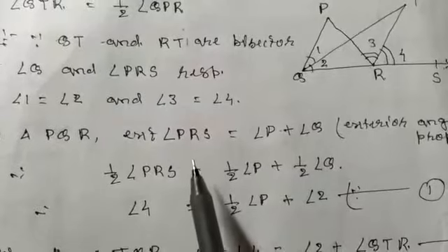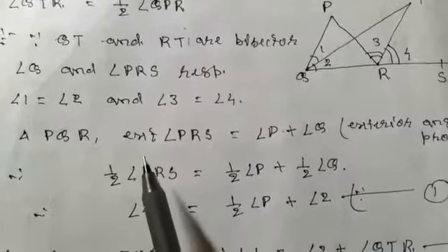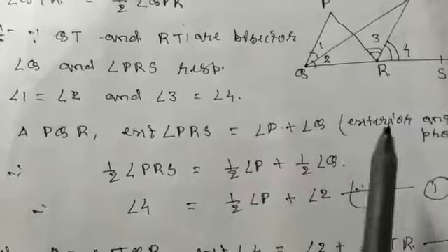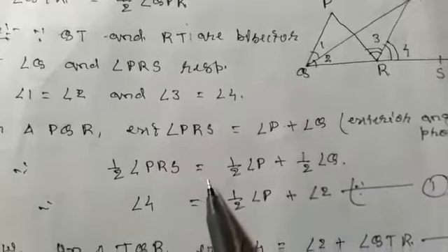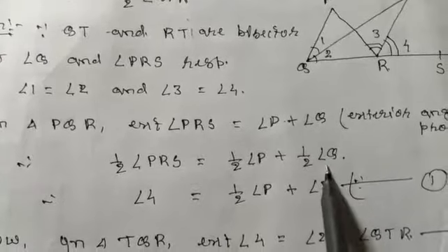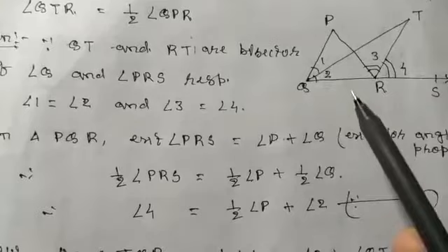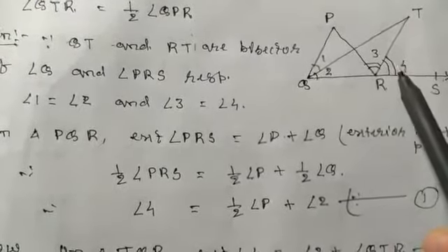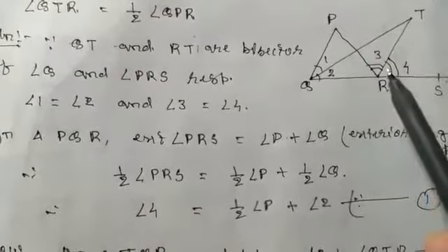Now dividing this equation by 2 throughout, that is on the LHS and on the RHS. So when we divide it by 2, we have half angle PRS equals half angle P plus half angle Q. Now we can write half angle PRS is equal to angle 4, because angles 3 and 4 are both equal, since RT is the bisector.